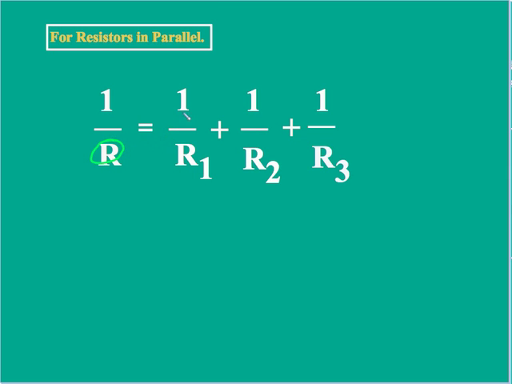For resistors in parallel, we say that 1 over R, the combined resistance, is equal to 1 over R1, the resistance of the first resistor, plus 1 over R2, which would be the second, plus 1 over R3.